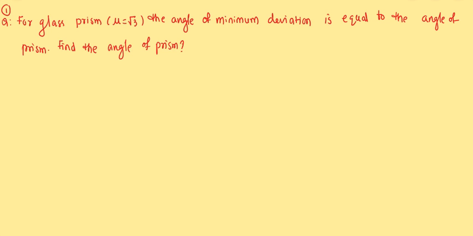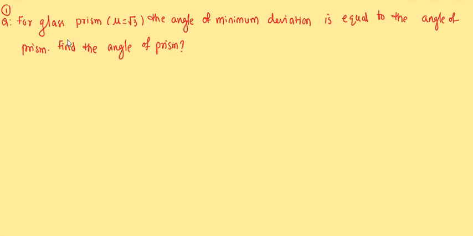Let us discuss some problems. The first problem is that for a glass prism, nu is equal to root 3. Refractive index is root 3. The angle of minimum deviation is equal to the angle of prism. Find the angle of prism.